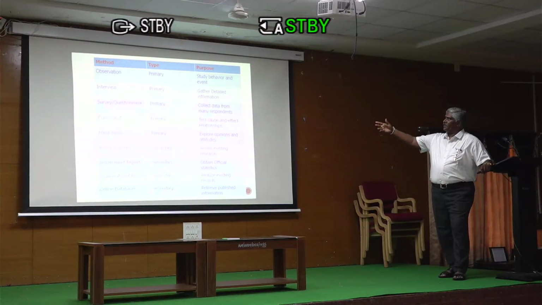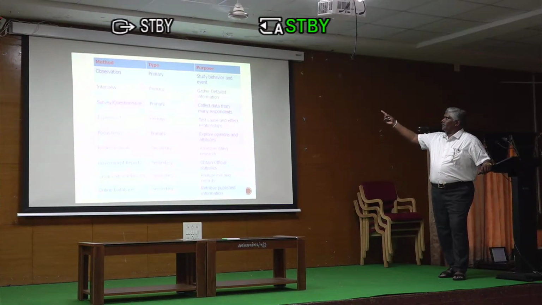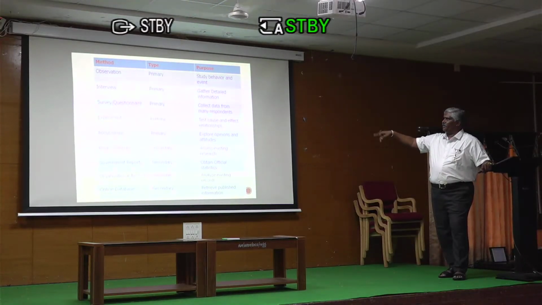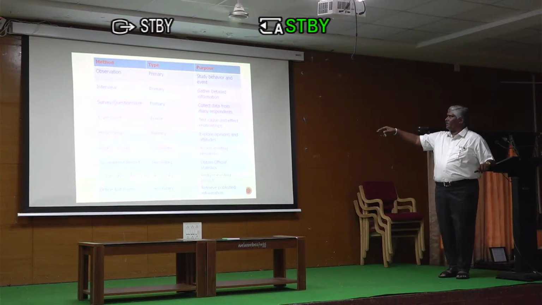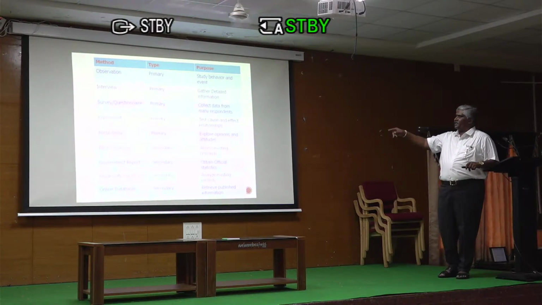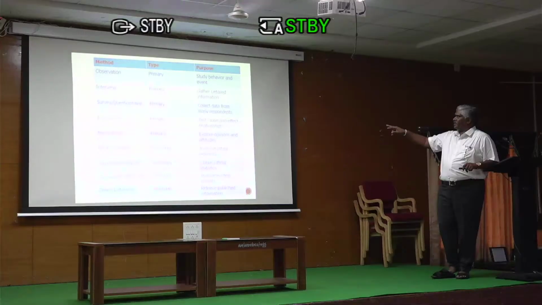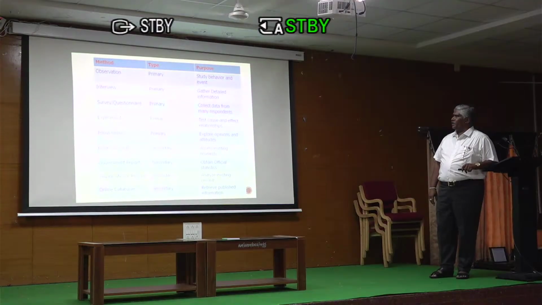The observation method is primary, to study behavior and events. The interview method is also primary, to gather detailed information. Survey and questionnaires are primary, to collect data from many respondents. Experiment is primary, to test cause and effect relationships. Focus groups are primary, exploring opinions and attitudes. Books and journals will become the secondary data.